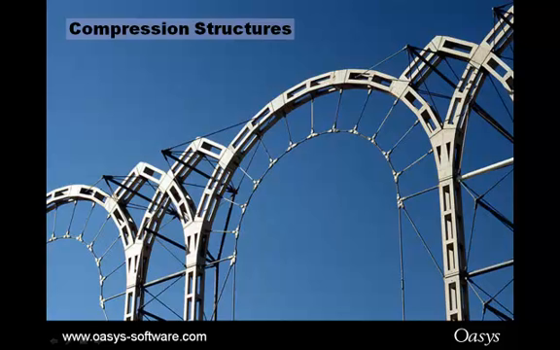Likewise, you can deal with compression-only structures. This is from the Expo 92 in Seville, the Pavilion of the Future, featuring some dry bonded stone blocks. These are just stone blocks placed straight onto each other with no mortar, but then held together by the pre-stress from those steel cables.